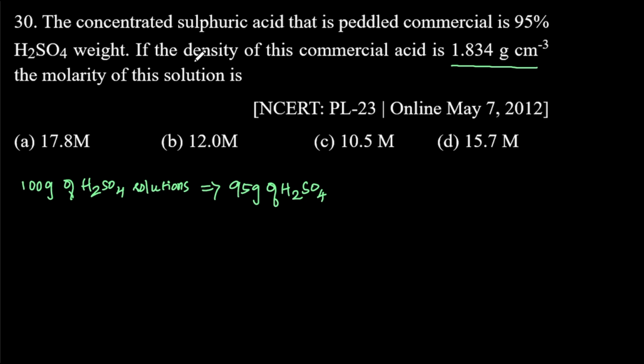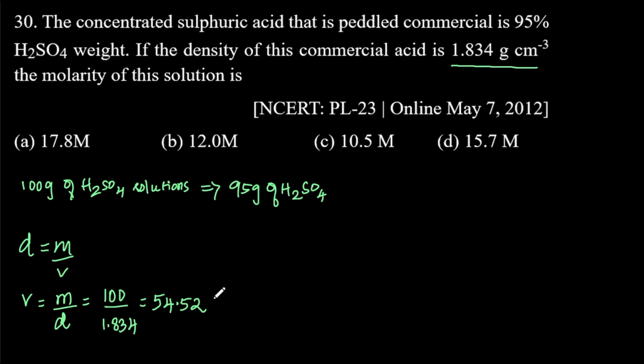So the density of this solution is given. Density is equal to mass by volume. We have to find the volume of the solution. Volume is equal to mass by density. So we have found the mass of the solution as 100 gram. So 100 divided by the density of the solution, 1.834. If we calculate this, we will get the answer as 54.52 centimeter cube. Centimeter cube is nothing but milliliter. Now we have to convert this milliliter into liter. So it is nothing but 54.52 into 10 power minus 3 liter.